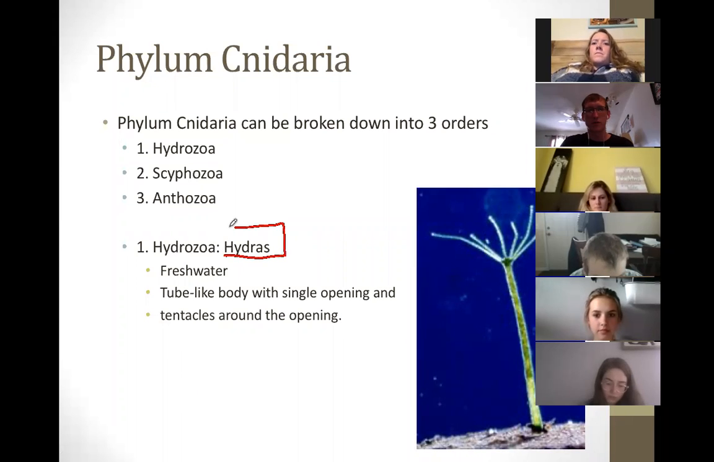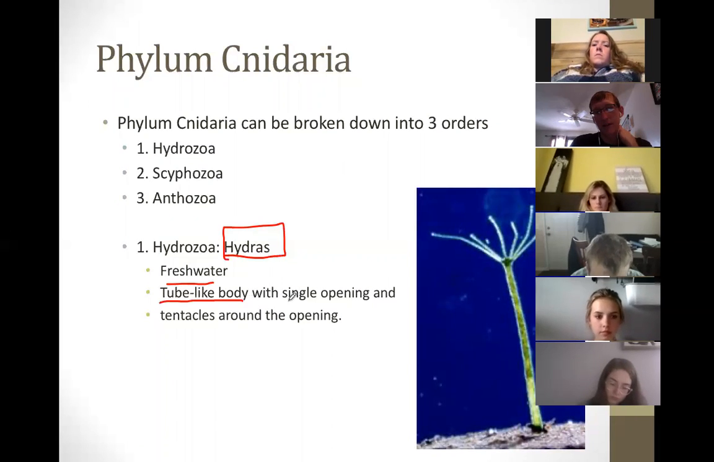You don't have to know its order name, but a hydra is a really cool example of a simple cnidarian, and it's in fresh water, unlike most of these cnidarians which are found in the oceans. They have a little tube-like body with a single opening. So if you want to call that mouth or anus or mouth/anus, sure, you're exactly right.